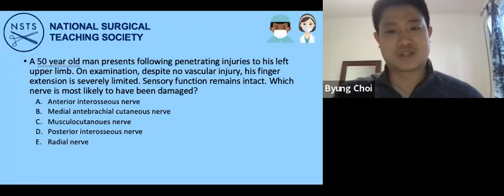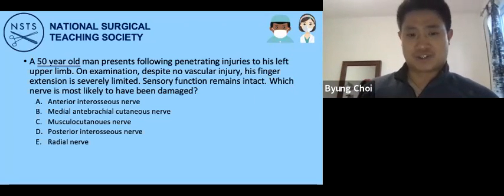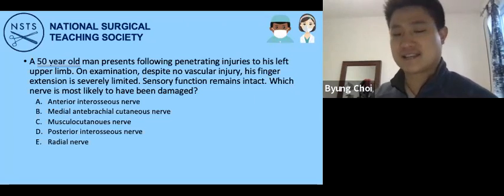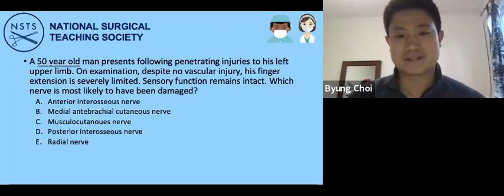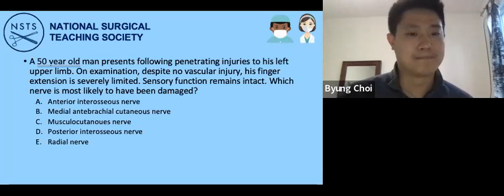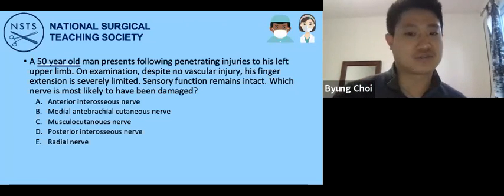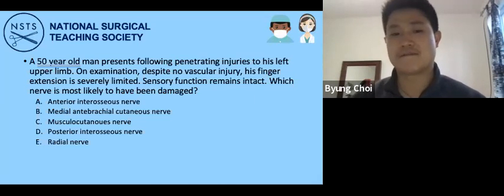So moving on to the next question with the poll. A 50-year-old man presents following penetrating injuries to his left upper limb. On examination, despite no vascular injury, his finger extension is severely limited. Sensory function remains intact. Which nerve is most likely to have been damaged? So you've got anterior interosseous nerve, medial antebrachial cutaneous nerve, musculocutaneous nerve, posterior interosseous nerve, or the radial nerve.